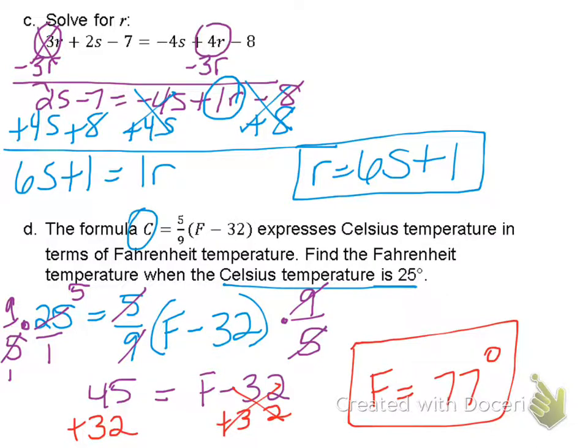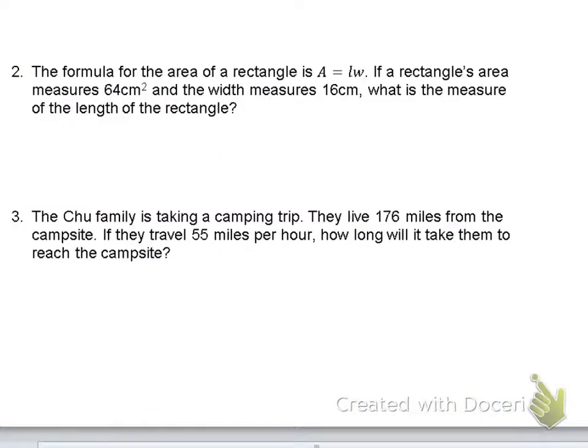Okay, moving on to a couple of real-world application problems. We have the formula for the area of a rectangle is area equals length times width. If a rectangle's area measures 64 centimeters square and the width measures 16, what is the measure of the length of the rectangle? So we're going to plug in what we know.